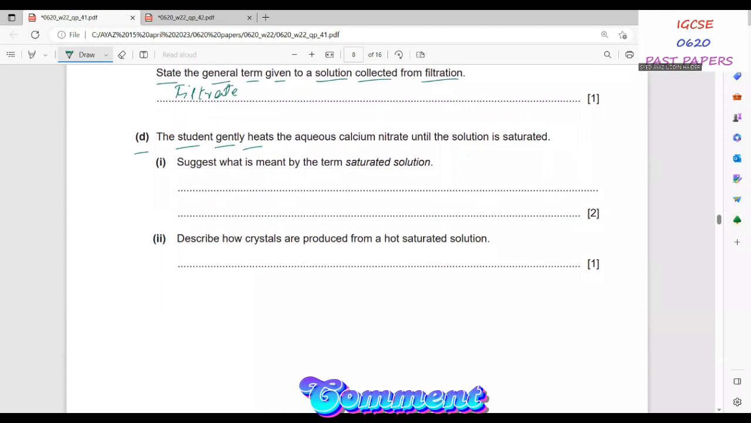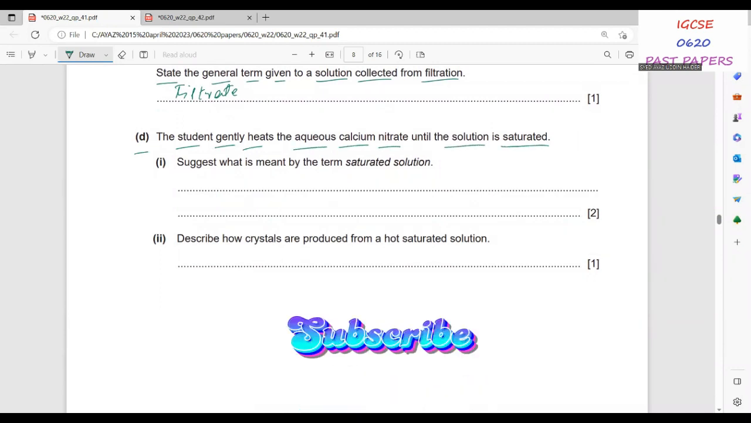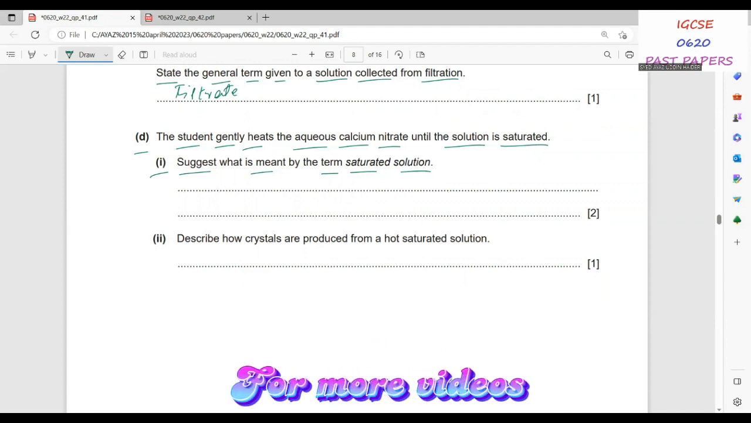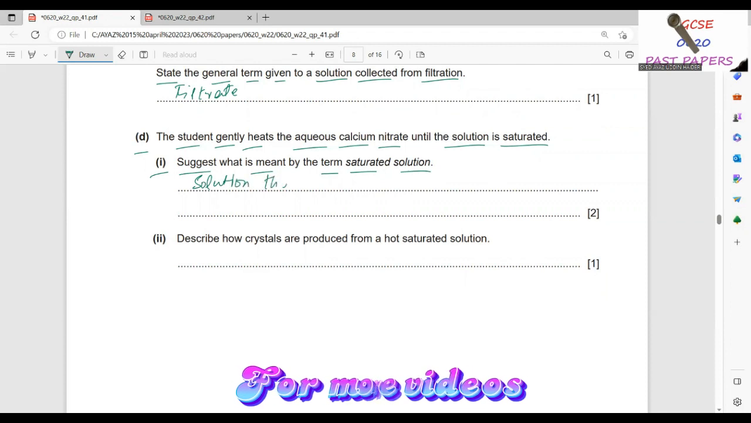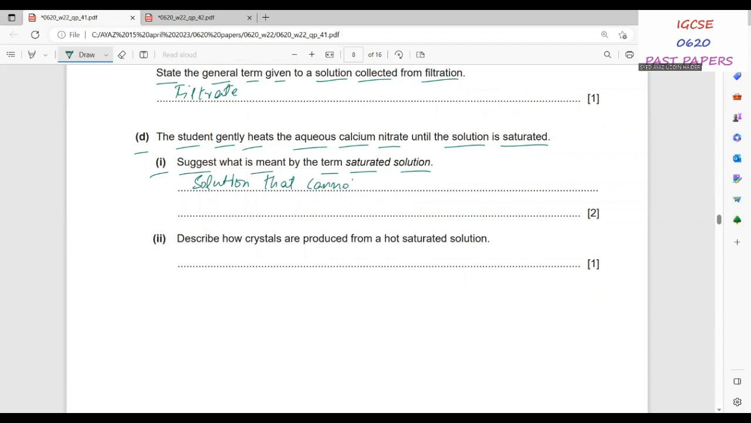D. The student gently heats the aqueous calcium nitrate until the solution is saturated. 1. Suggest what is meant by the term saturated solution. Solution that cannot hold or dissolve any more solute. Number 2, describe how crystals are produced from a hot saturated solution. Simply cool the solution.